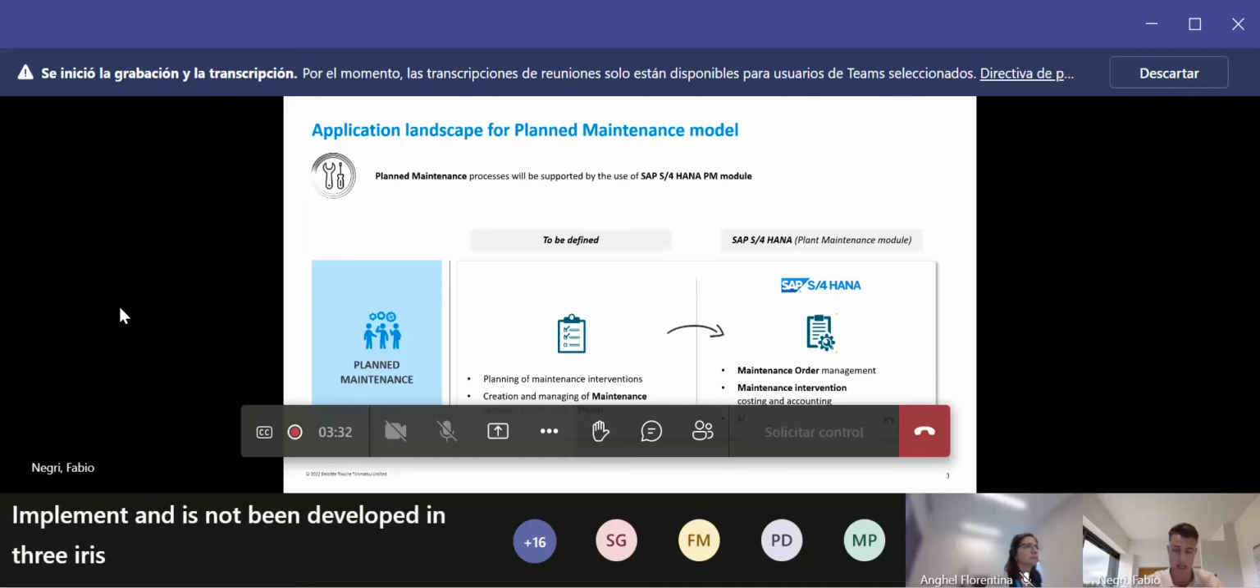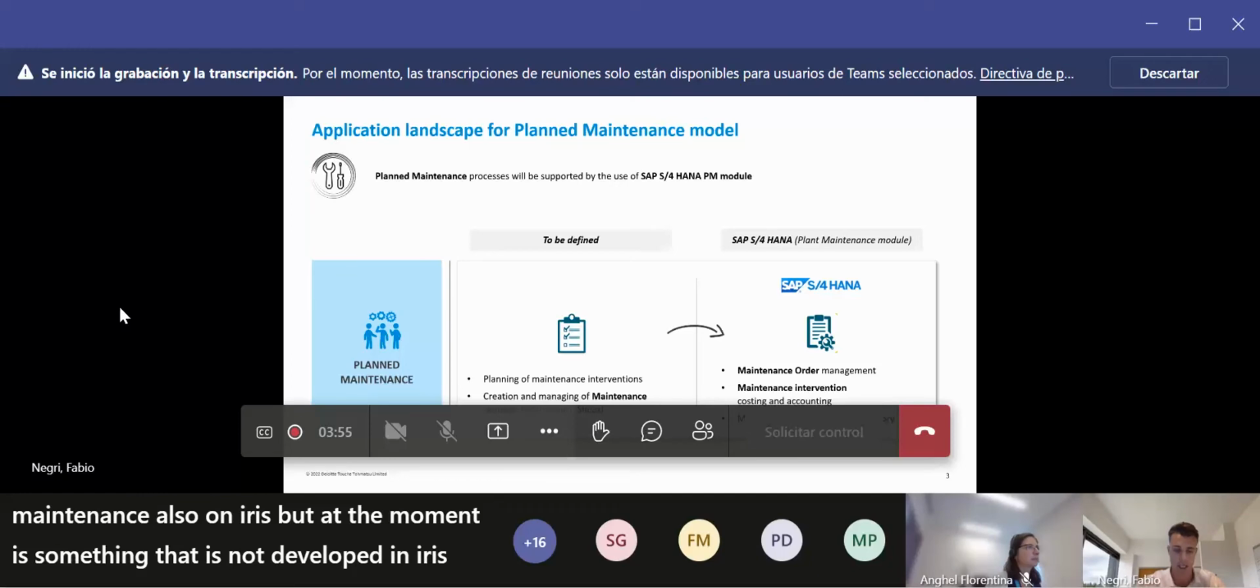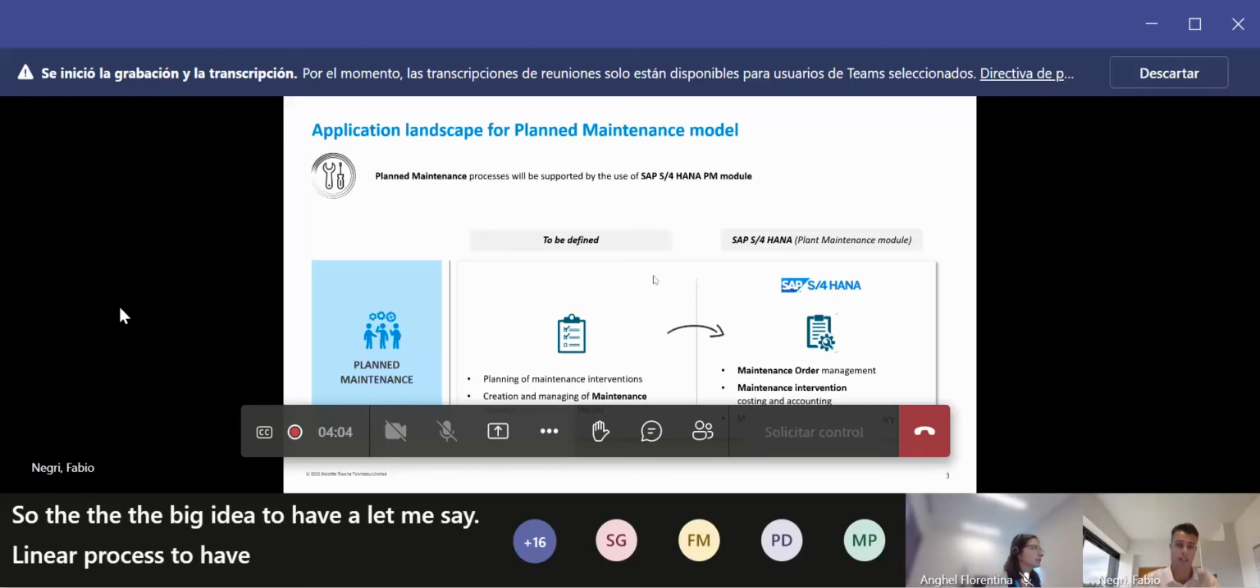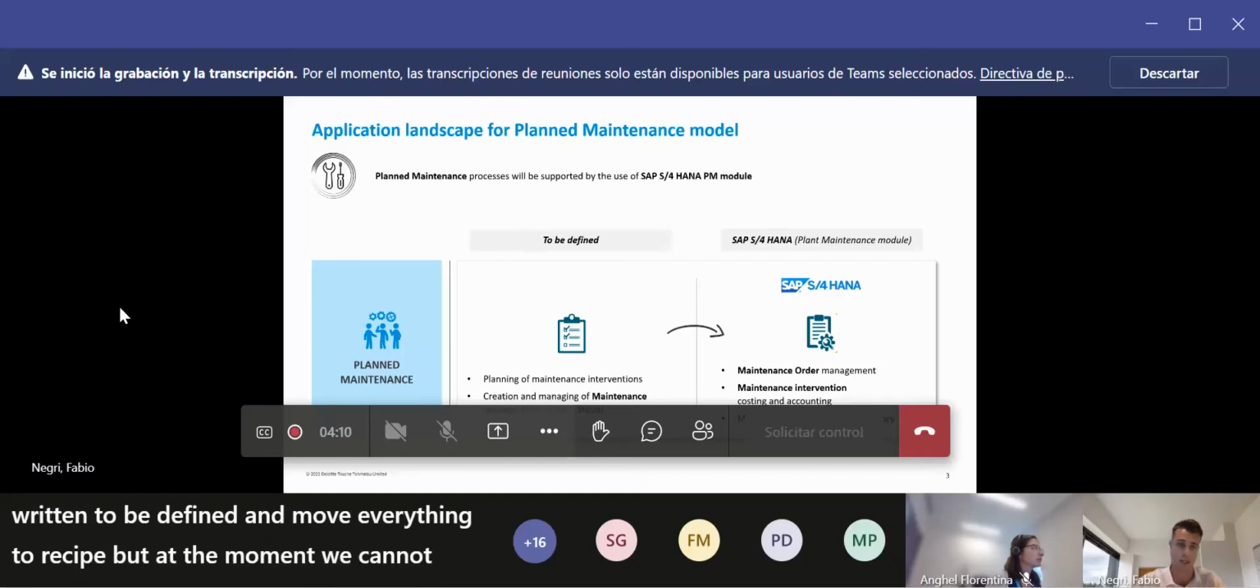It's something that the Iris team in Italy has taken into account in the past, because they received this kind of request from the maintenance users, to have the planned maintenance also on Iris, but at the moment it is not developed in Iris. So the big idea to have a linear process is to have Iris here, where it's written to be defined, and move everything to SAP, but at the moment we cannot guarantee that this can be met by the go-live of SAP.